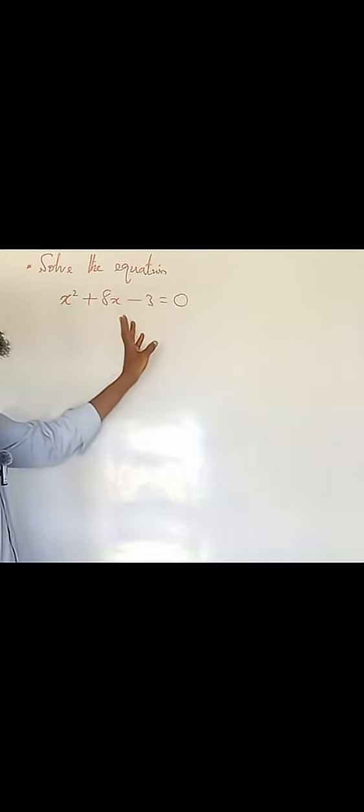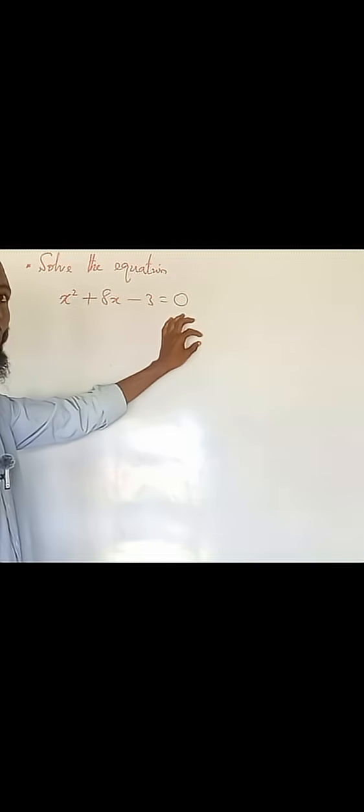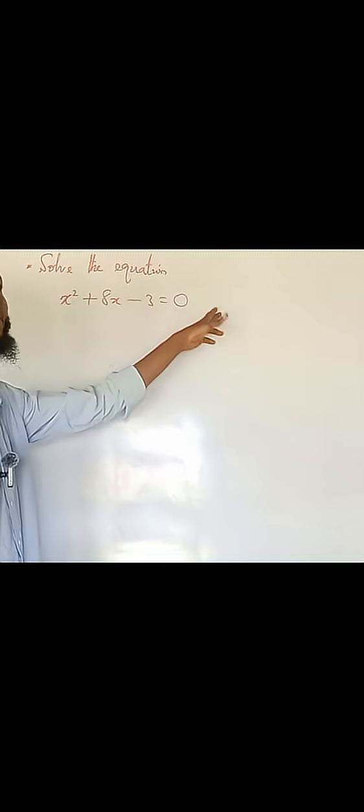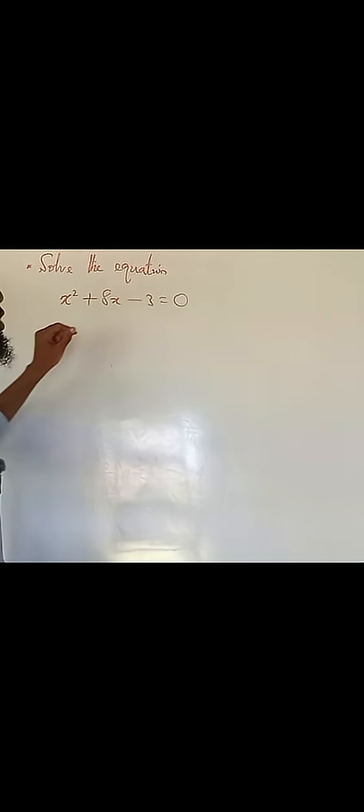Hello everyone. This is another problem under quadratic equation. We have to solve this equation x squared plus 8x minus 3 equals 0. There are three ways by which you can solve a quadratic equation. The simplest one is the factoring method, that is when the equation is factorizable. Let us look at this equation.